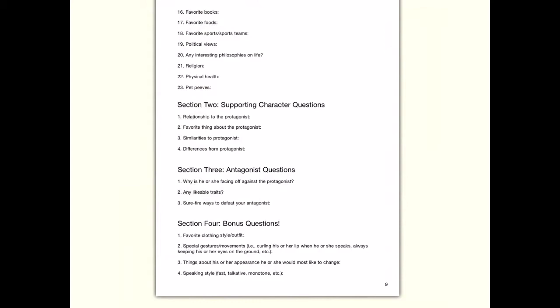And then we have bonus questions down the bottom, which I'm not going to go through at the moment. You don't have to answer all of these, but these are some of the things that you'll have to start developing a bit more about your character.